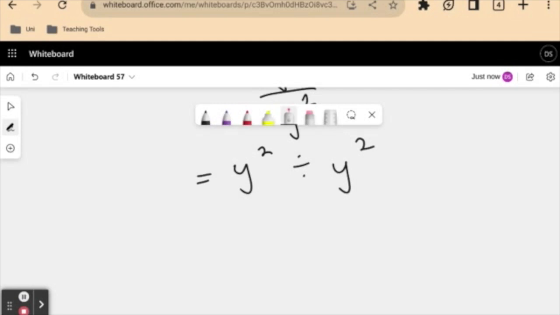So what do we do when we divide some same base, and our powers, well, they're going to subtract. So when we divide same base indices, one power gets subtracted from the other. So here we're going to get left with, well, y squared, or y to the power of 2 minus 2, which can also be given as y to the power of 0. Okay, so we have that there.